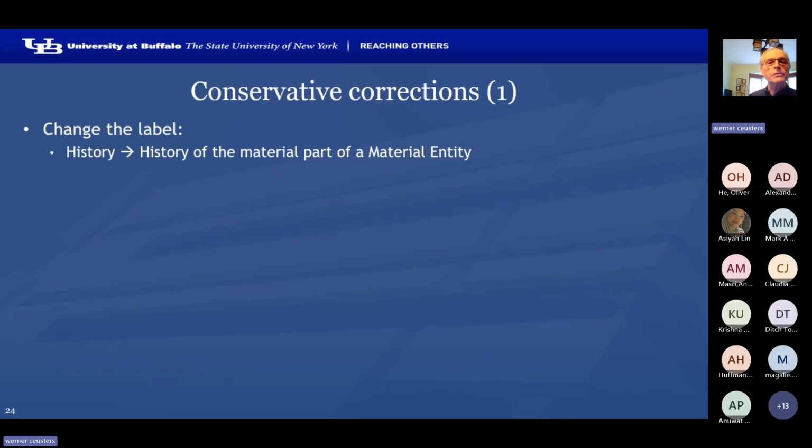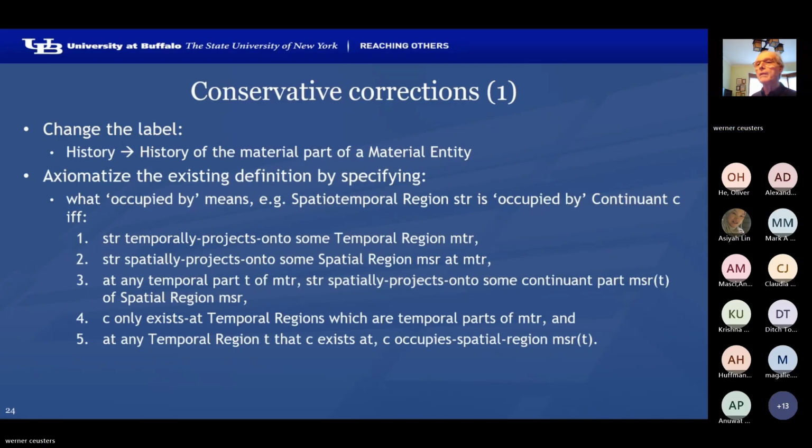So what can we do about it? We can make some conservative corrections. A very simple one is to change the label: change "history" into "history of the material part of a material entity" or something similar. Axiomatize the existing definition completely. I used "occupied by" between quotes a couple of times on the slides. That is because there is no formal relationship "occupied by" in the BFO, but there are different variants of it, and those variants, together with a couple of other relations, can indeed be used to axiomatize it completely.